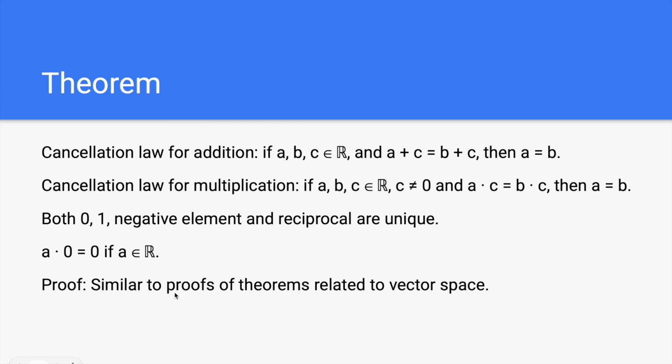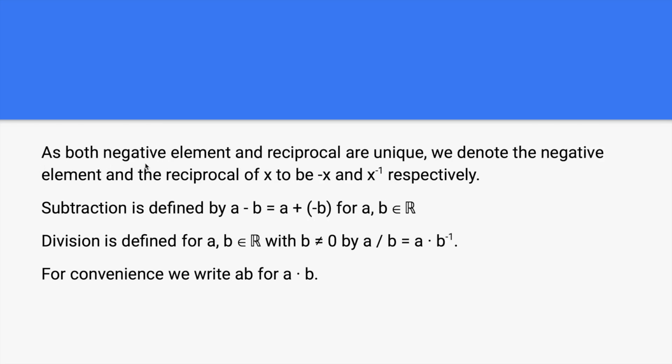Proof. Similar to proofs of theorems related to vector space, which is shown in one of my uploaded videos, having the title of Vector Space Over a Field. You can take a look at it. As both negative elements and reciprocal are unique, we denote the negative element and the reciprocal of x to be negative x and x inverse, respectively.